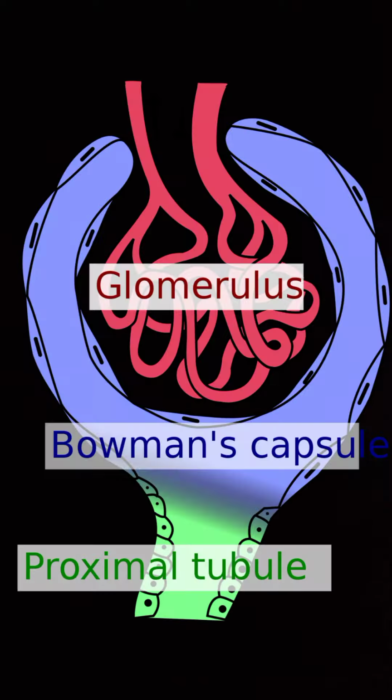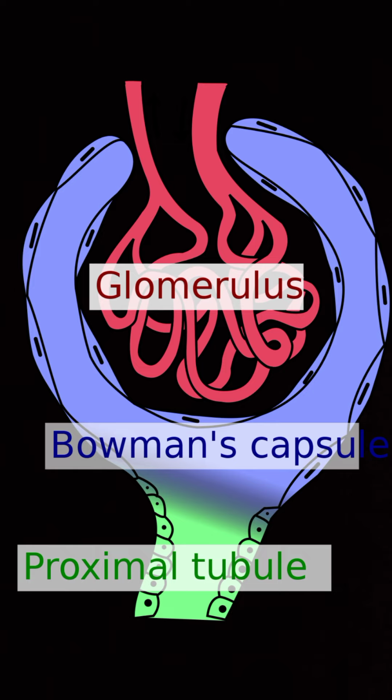Glomerulus is a tuft of capillaries formed by the afferent arteriole. It's a fine branch of renal artery. Blood from the glomerulus is carried away by an efferent arteriole. The renal tubule begins with a double walled cup like structure called Bowman's capsule, which encloses the glomerulus. Glomerulus, along with Bowman's capsule, is called the Malpighian body or renal corpuscle.